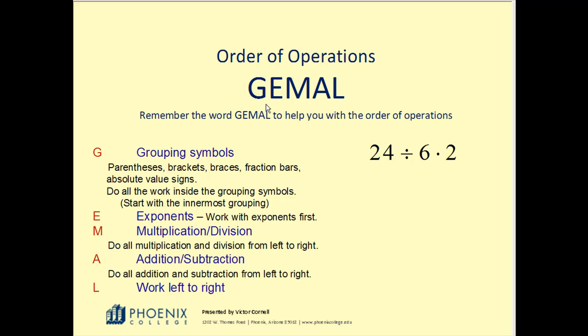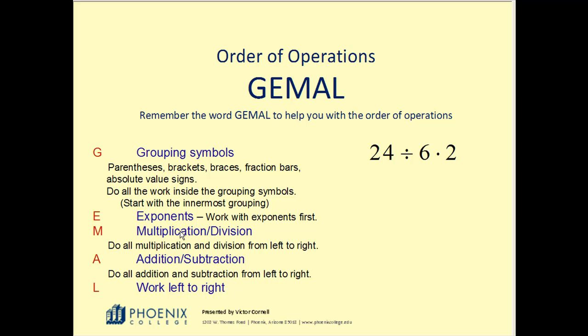To help remember the order of how you do the operations, I like to use the word GEML. The G stands for grouping symbols, which could be parentheses, brackets, braces, fraction bars, absolute value signs. It could be a square root symbol. What you want to do is do all the work in the grouping symbols first. And if there's more than one grouping symbol, then do the innermost grouping symbol first. After that, you would do the exponents. That's what the E stands for.